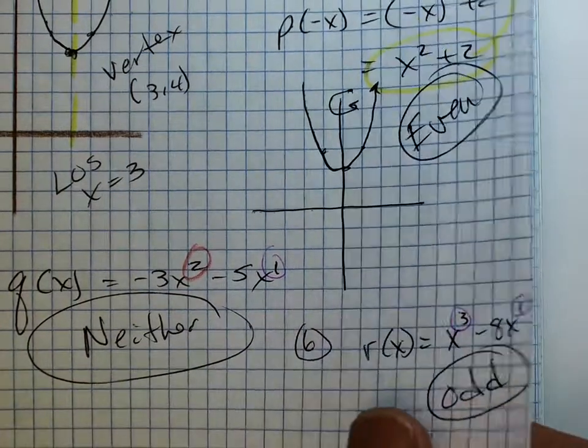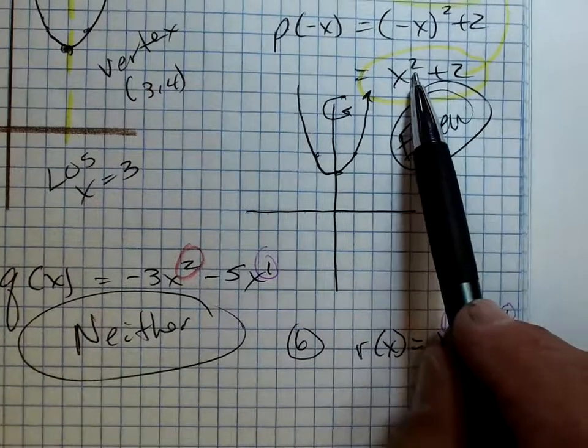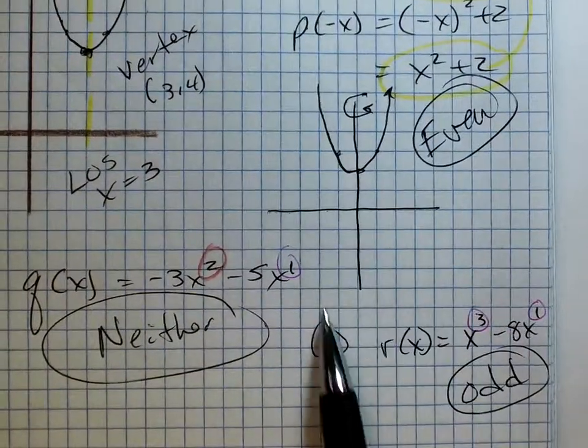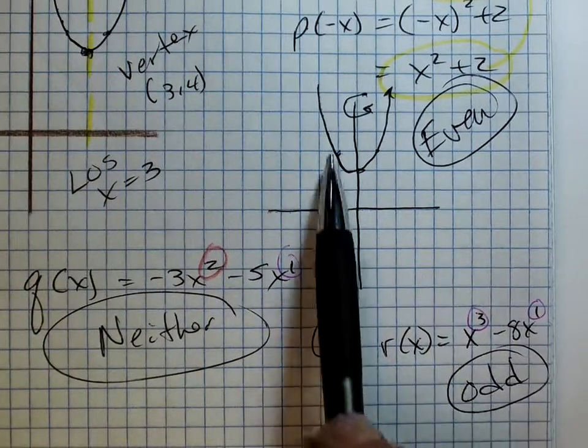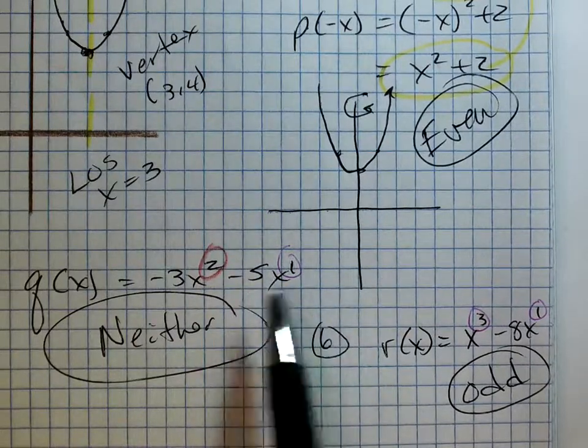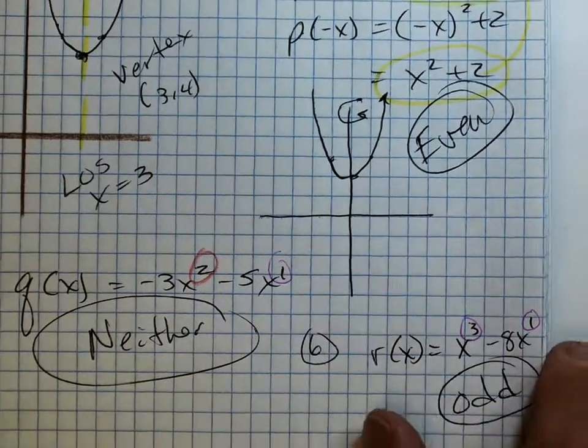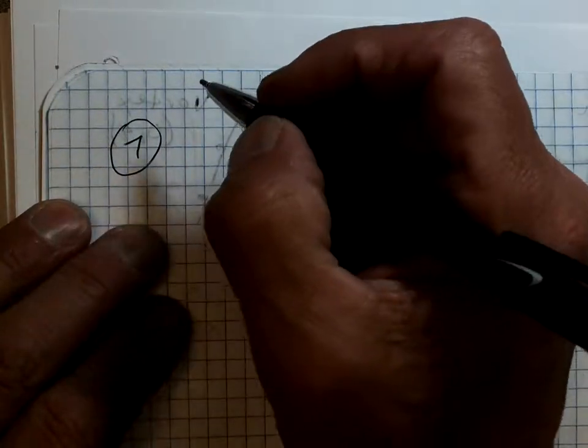All right, let's move on. So an even exponent all by itself, even. Odd exponents, odd. Combination of both, neither. That's the easiest way for us for now. All right, number 6. Oops, number 7. That's what I meant to say, number 7. Okay, in my journal, 7.